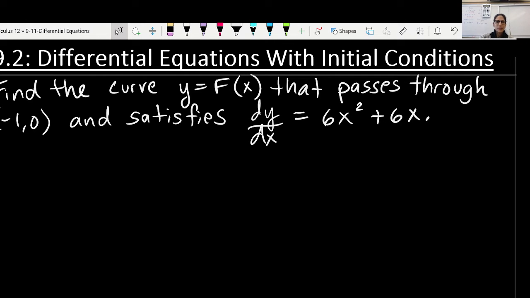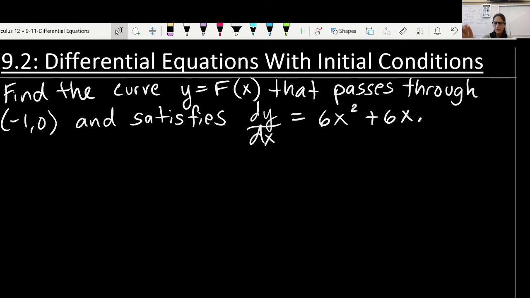Hi everyone, welcome back to another Calculus 12 video. We're doing 9.2 today, differential equations with initial conditions. I feel like the titles make it sound like a bigger deal than it actually is. So we're going to run through this example and I'm going to try to convince you that it's not a big deal. It's the same old stuff we've been doing all along.